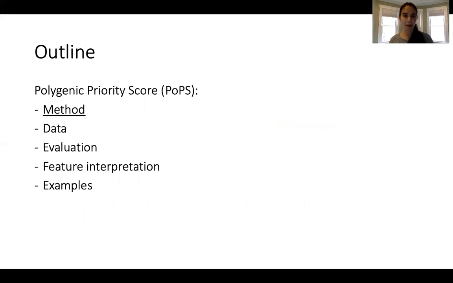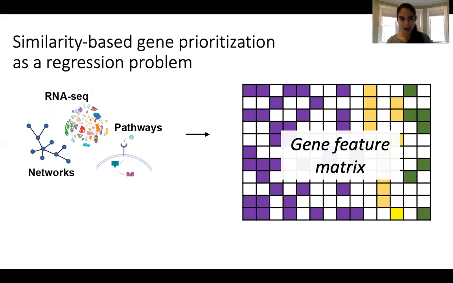So let me start by talking about the POPS method. We wanted to cast similarity-based gene prioritization as a regression problem, and this is how we wanted to get the flexibility that I've been talking about. The idea is, let's start by creating a gene feature matrix. If we've got expression data, then let's find different ways to extract features from the expression and create columns for each of those features. Pathways are already naturally featurized. For networks, we create a new feature for each gene consisting of all of the genes in a first degree neighborhood around that gene.